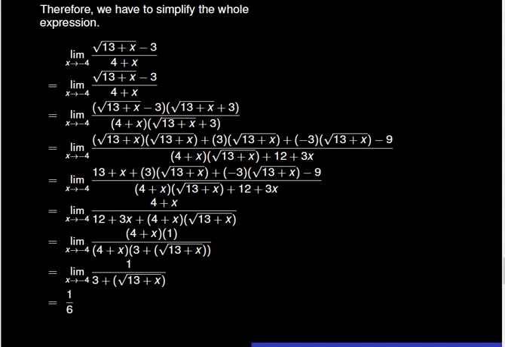In sum, when we plug -4 in the new expression we find out that the limit is 1 over 6.